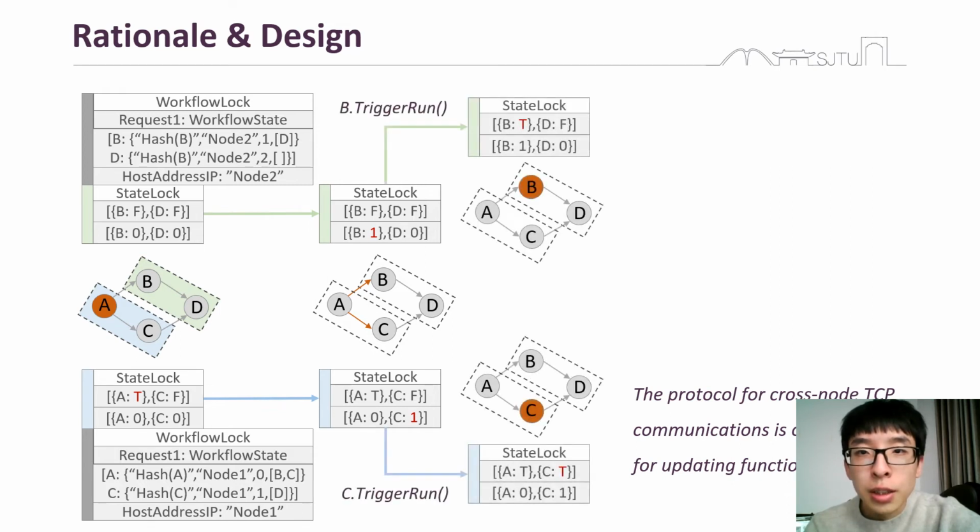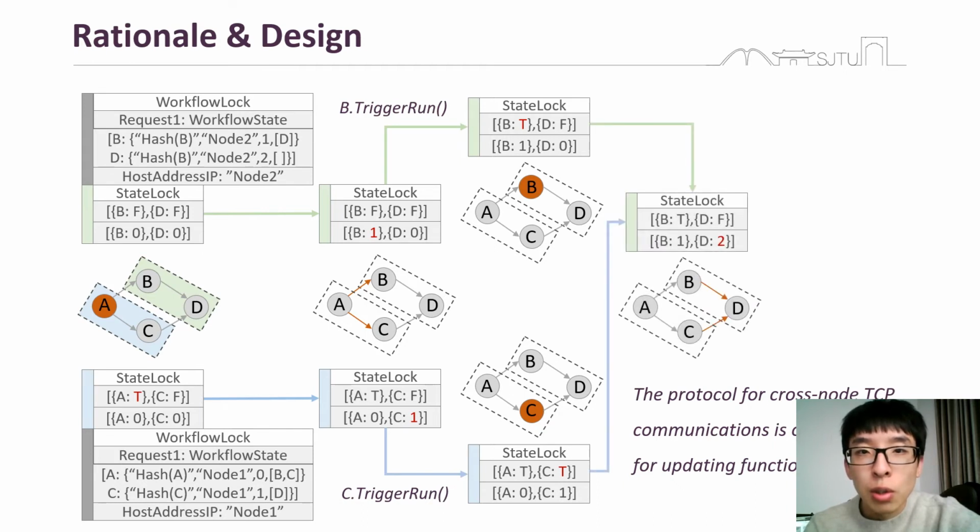Function B and C then will update their predecessors that have executed and judge whether all parent functions are complete. If so, the function will be triggered and scheduled locally by the workflow engine.